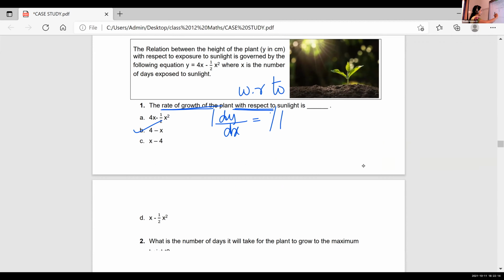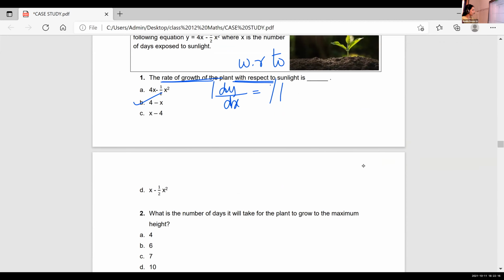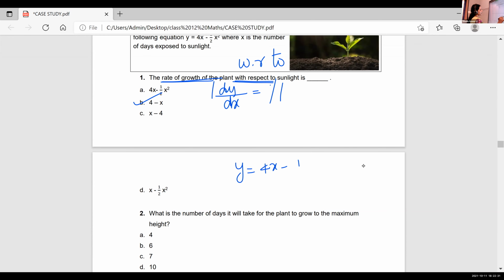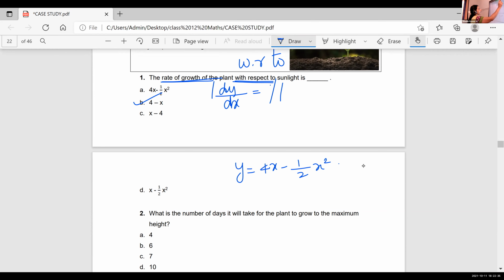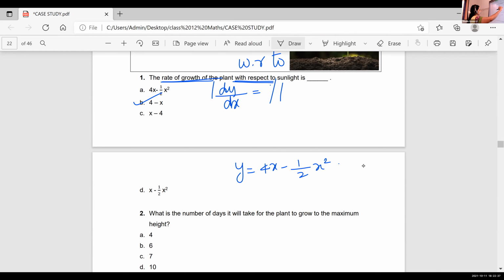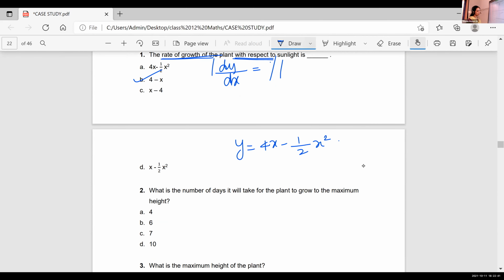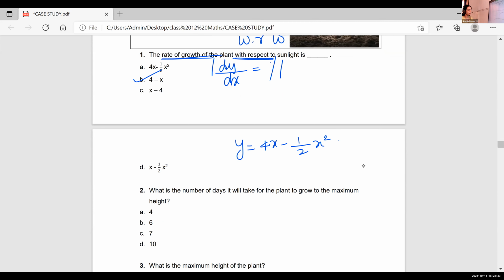Now answer the second one. What is the number of days it will take for the plant to grow to the maximum height? The function is given like this: y = 4x - (1/2)x². What do you have to find here? You have to find the number of days it will take, so that means we want to find the maximum value.